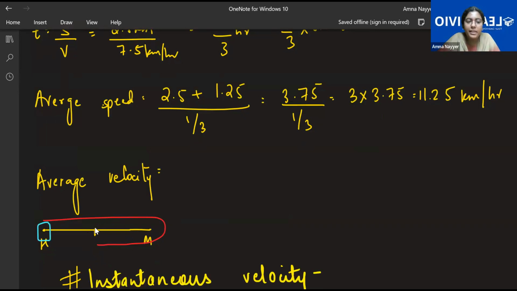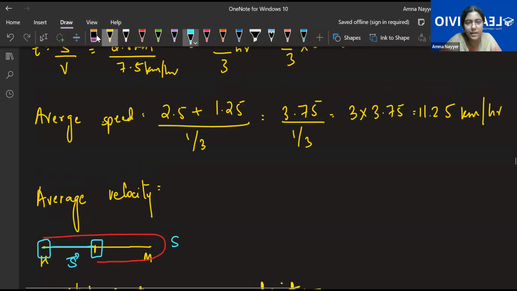And where did he stop? He stopped here. You don't take this whole thing. You just join the initial and final point. That is this. So this is the displacement while this is the distance. Now clear? Why only 1.25 for displacement?